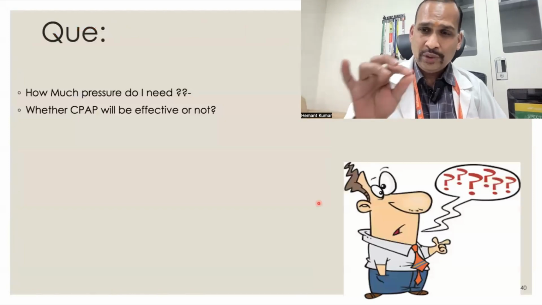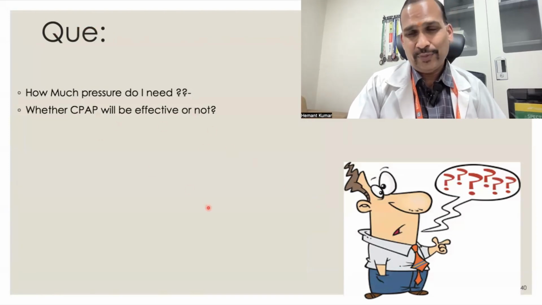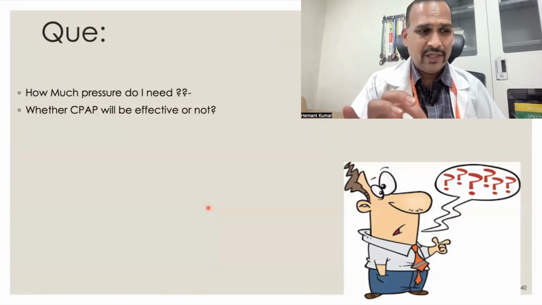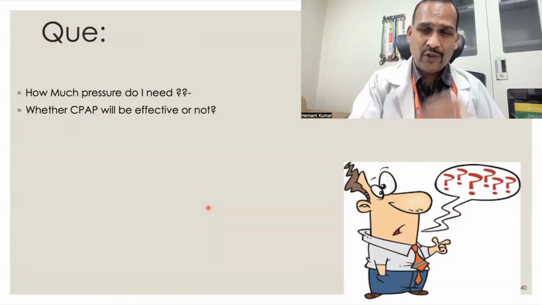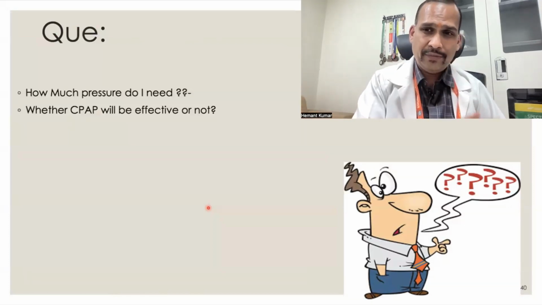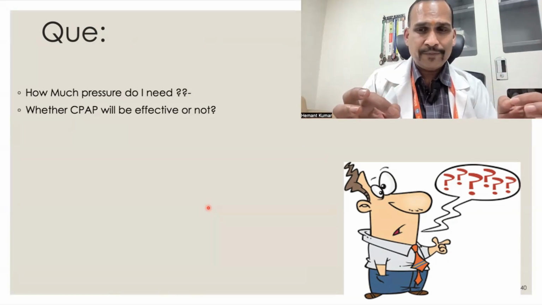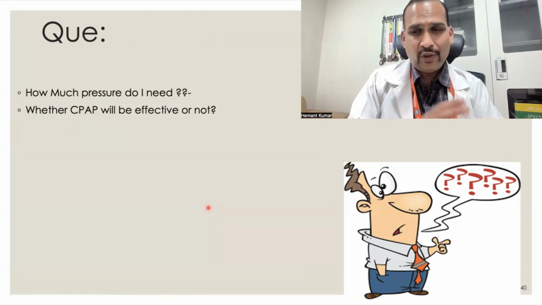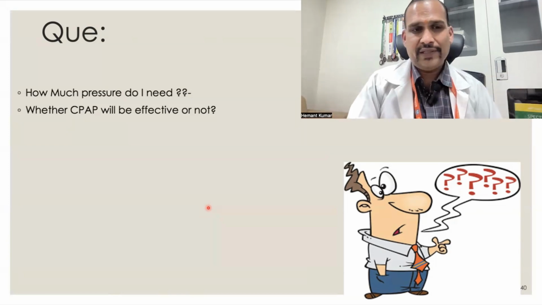Okay. So the next question is how much pressure do I need and whether CPAP will be effective or not, because a CPAP machine costs around 40,000, 50,000. So whether it will work or not, whether it will solve the problem or not. Once the patient purchases it, it is not easy to refund. So we have to make sure that it will work for the patient, and how much pressure we have to set. For that we have to do a titration study.